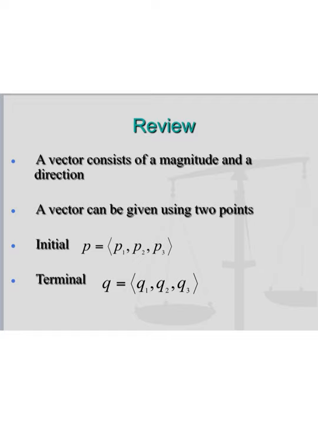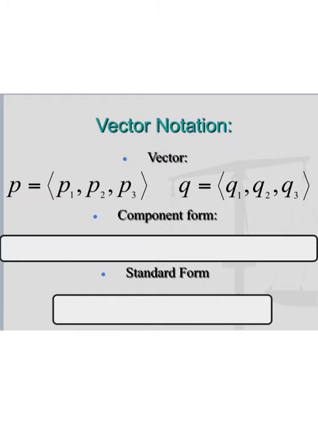direction, and the vector is found using 2 points. We have our initial point and our terminal point. And remember, we're always going from our initial point towards our terminal point when we're talking about the direction of our vector. For our vector, we have to remember that our angled brackets represent a vector versus a point.